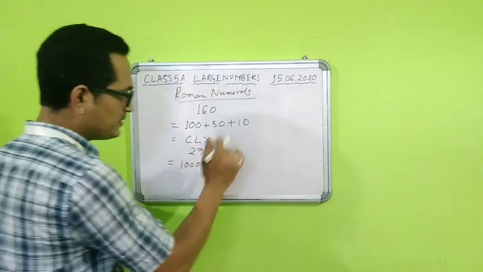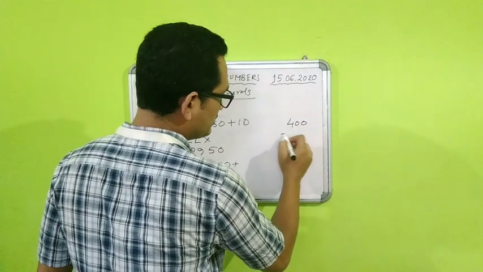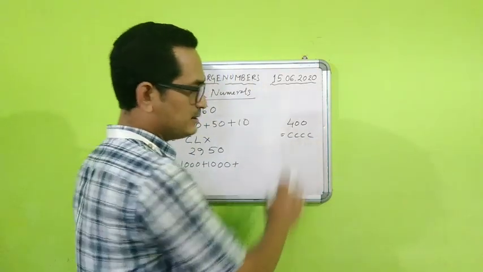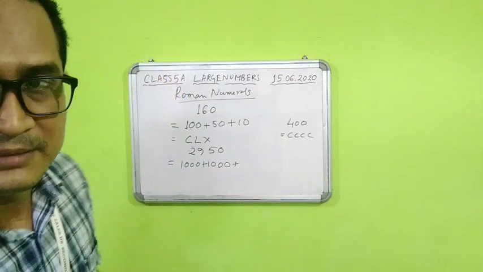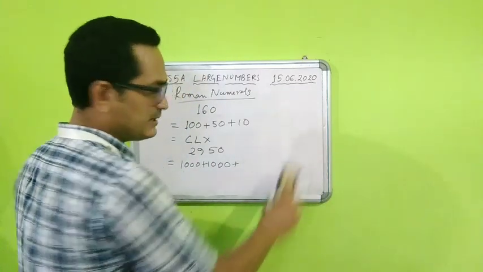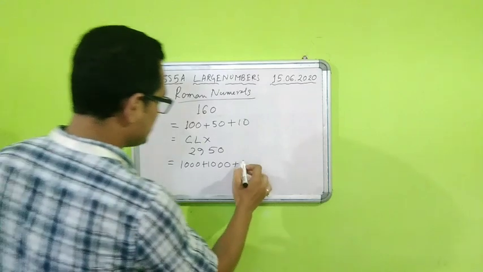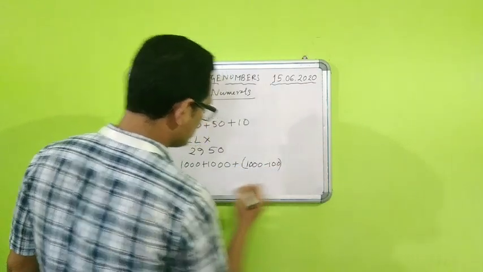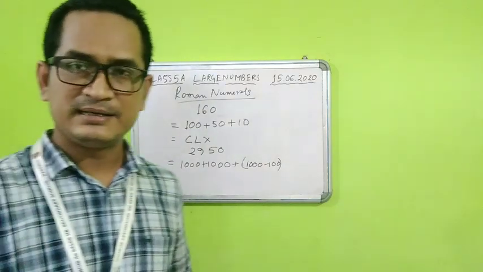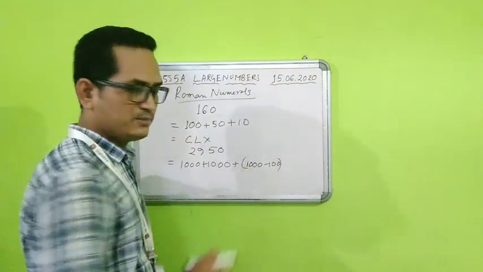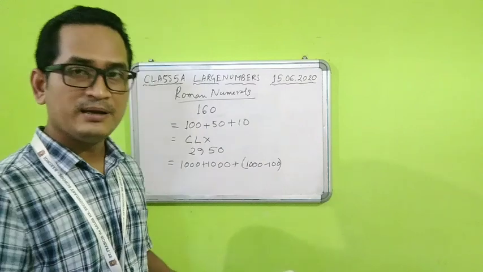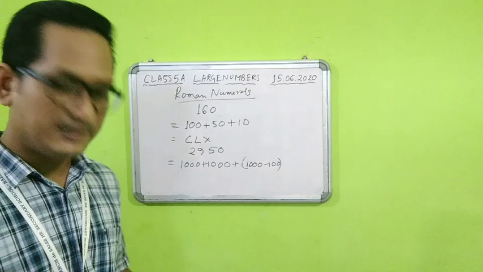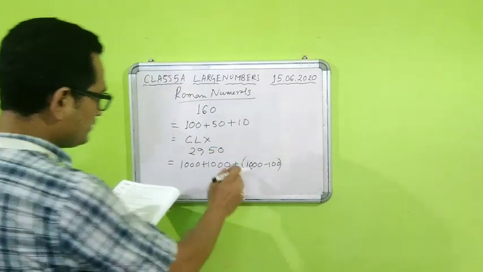But 500 plus 400, how will you show 400? You will show it like this or what? Which is not possible. Why? Because a letter cannot be repeated 4 times. The maximum is 3 times. So this 900 has to be shown like this: 900 will be 1000 minus 100. 1000 minus 100 we can represent. 1000 means it will be M, and 100 means it will be C. And finally what is there?